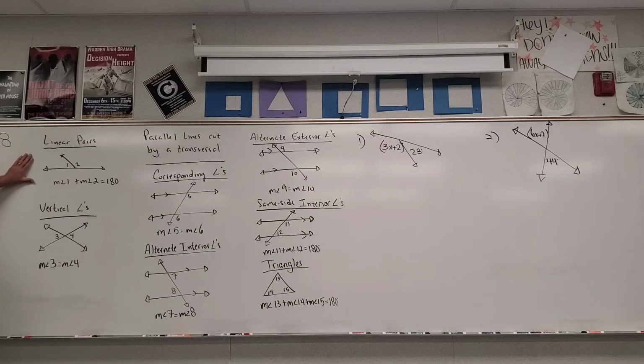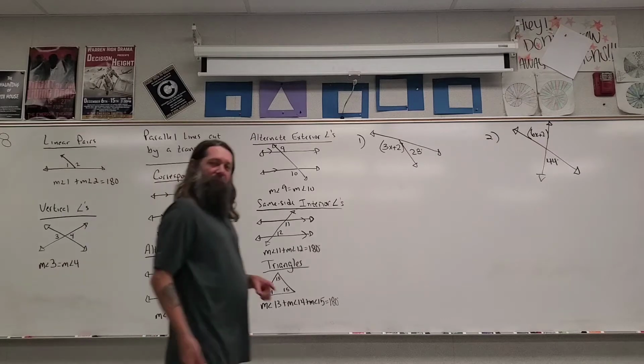Our first formula is going to be for linear pairs. Linear pairs are two angles that add to 180 degrees, and this is the equation that we get. Our second formula is for vertical angles. Vertical angles are angles that are opposite each other, and vertical angles are equal. So if you see this situation, set them equal.